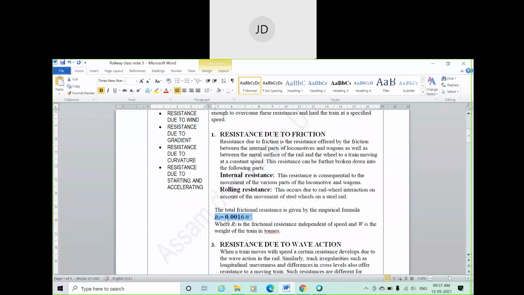So R1 represents your total resistance due to friction. Since it is the first resistance we are talking about, that's why 1 comes as a suffix. R1 is given as 0.0016 multiplied by W, where R1 is your frictional resistance, which is independent of speed. It's a very important term. That means the frictional resistance does not depend on the speed of the train.